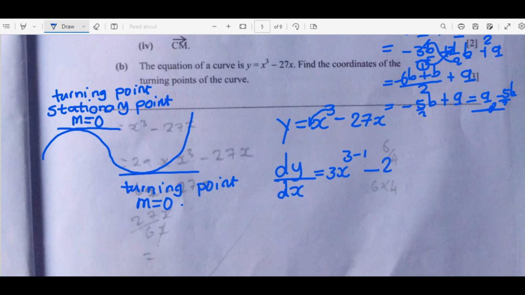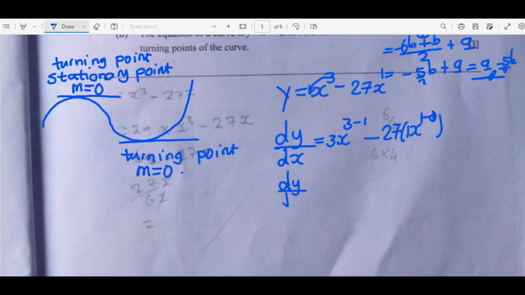Minus, we have this 27. Now, whenever the power is not given, it means it is raised to the power 1. So we'll do the same. We are going to bring the 1 in front of x, or we can multiply 1 times 27. It's the same. Then after we bring down our 1, we need to subtract 1 also.